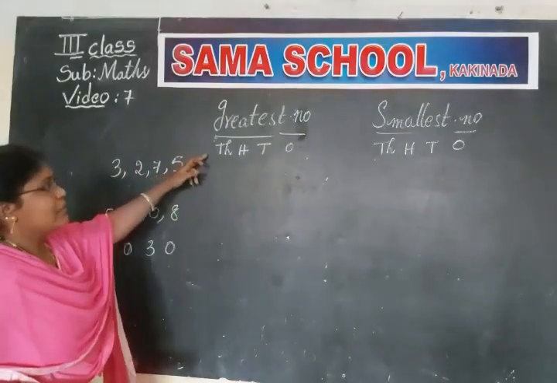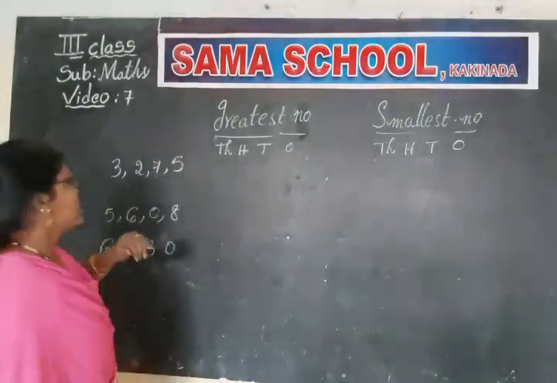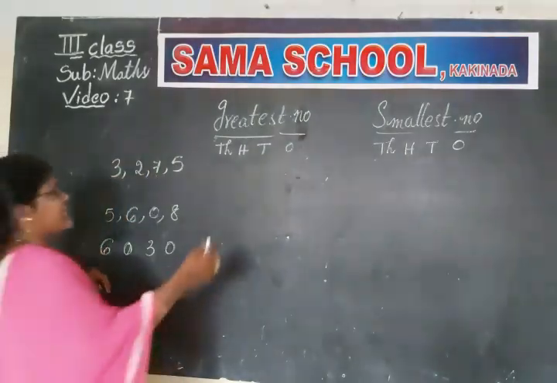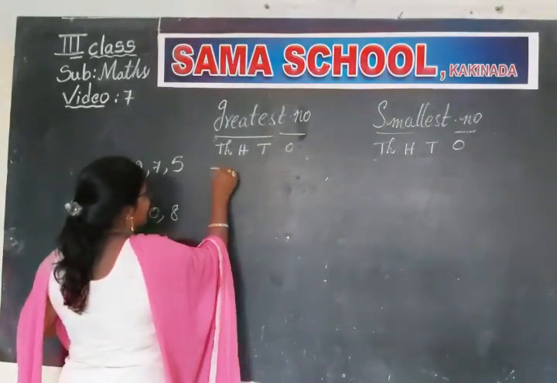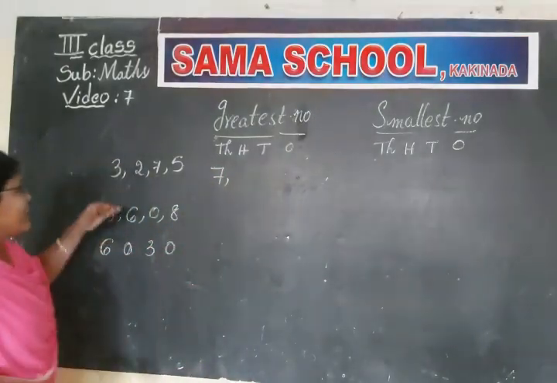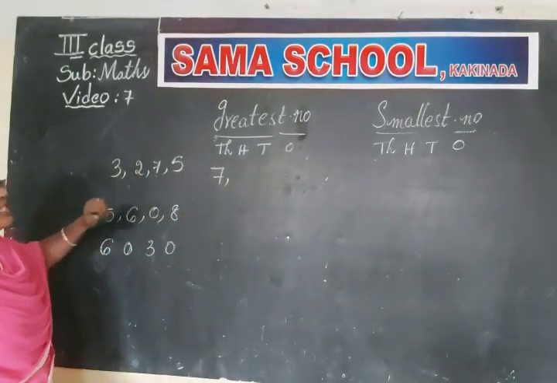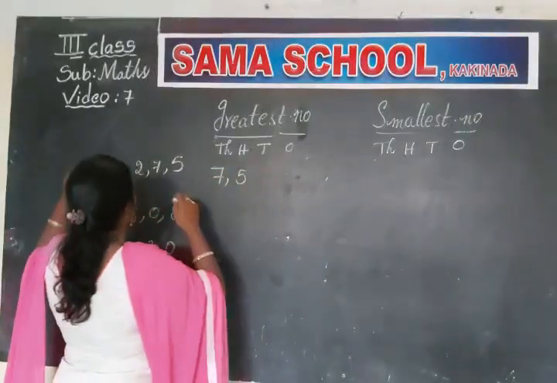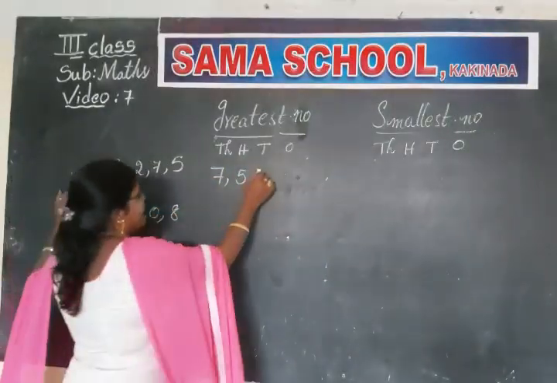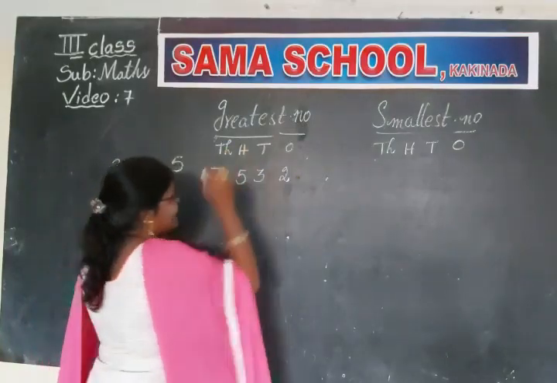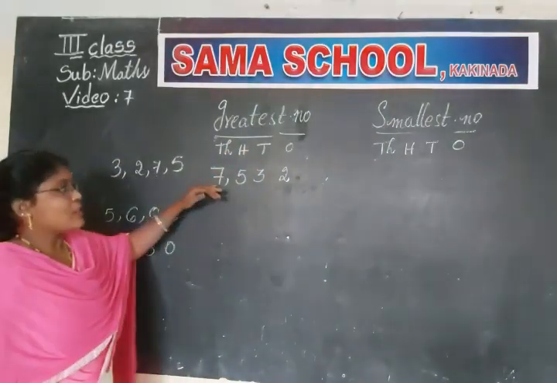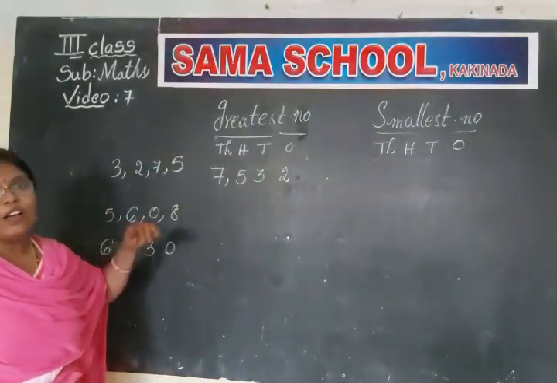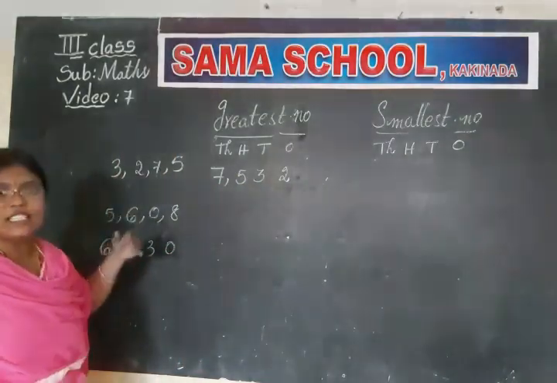Here, greatest number, that is big to small. What is the biggest digit among these all? Yes, 7. So, write 7 in thousands place. And next, after 7, what is the biggest number? 5. Write 5. Then, 3. And at last, 2. So, 7532 is the greatest number which is formed using these digits.